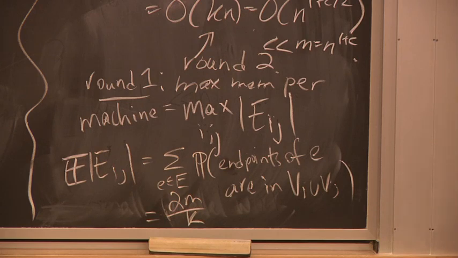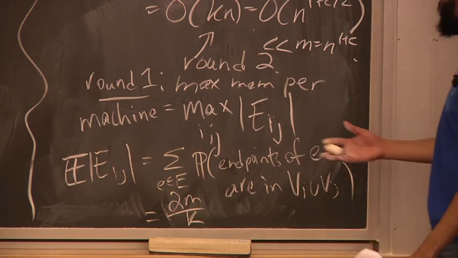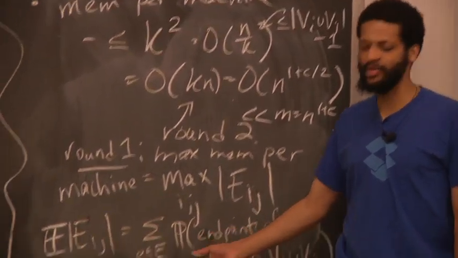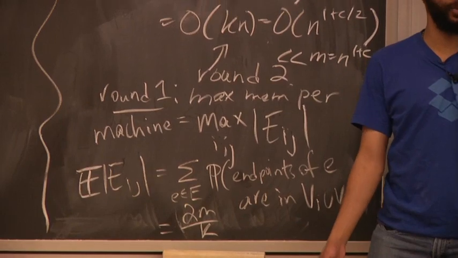So by a Chernoff bound followed by a union bound over all ij, you can say that with high probability, none of them are bigger than big O of m over k, which is again n to the 1 plus c over 2.